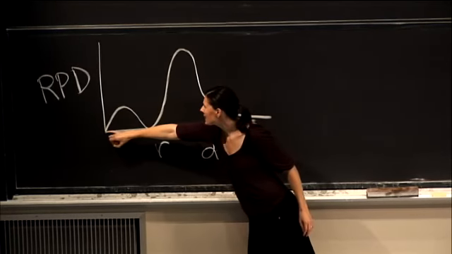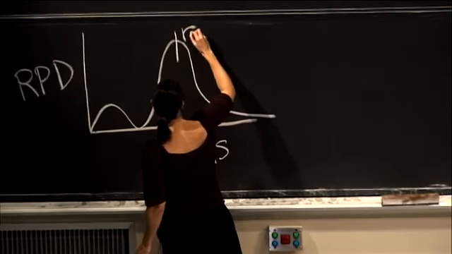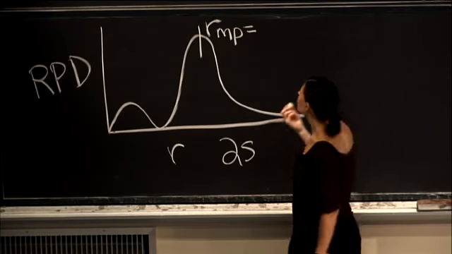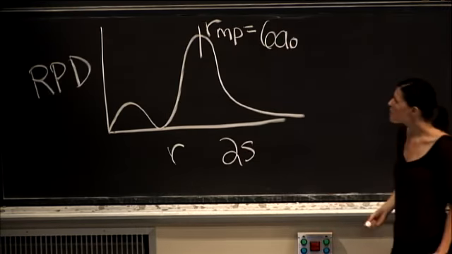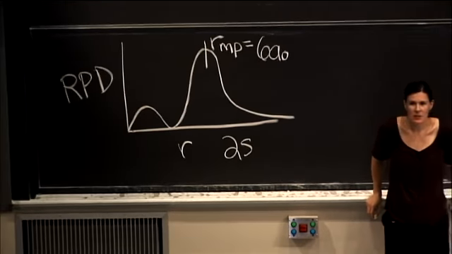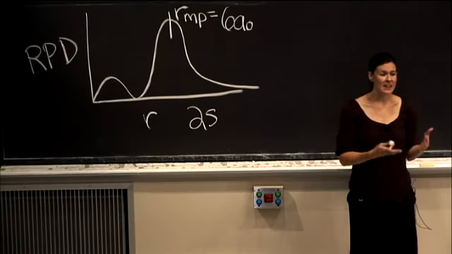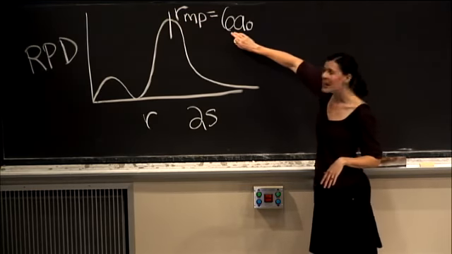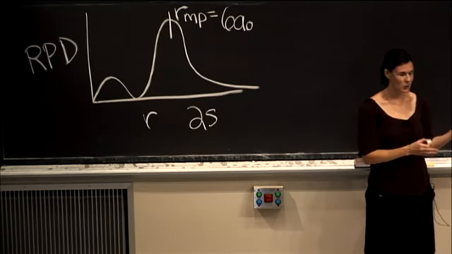So again, we're starting at 0. We have one node here. And we can again define that most probable radius. And it turns out that for a 2s orbital, that's equal to 6 times a naught. So when we think about what it is that this radial probability distribution is telling us, it's telling us that it is most likely that an electron in a 2s orbital of hydrogen is 6 times further away from the nucleus than it is in a 1s orbital.